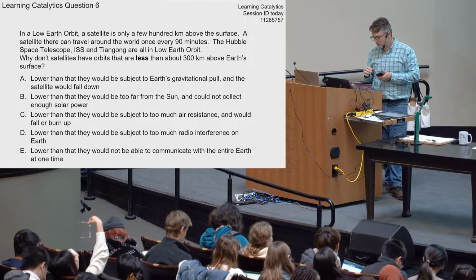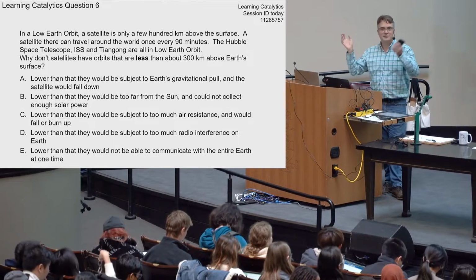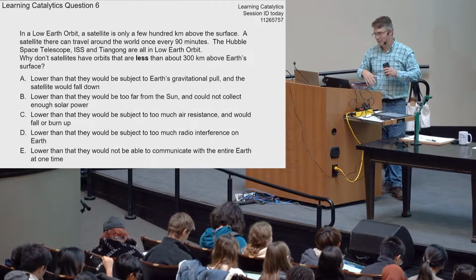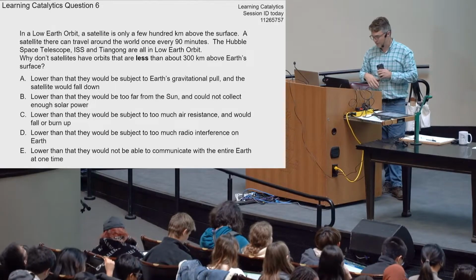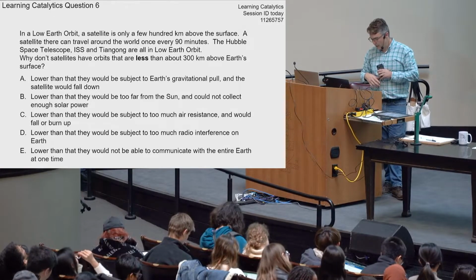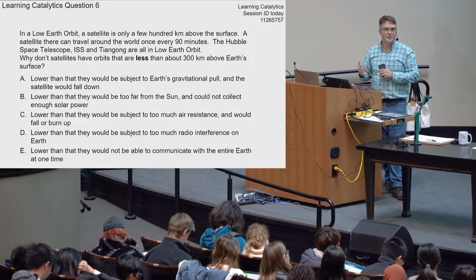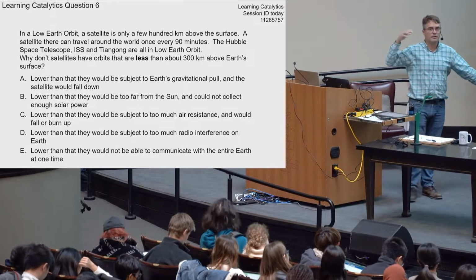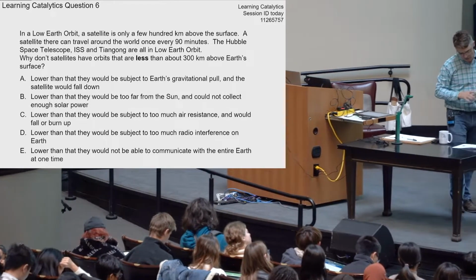Lower than that, yeah, the radio interference. Again, radio waves travel right across the whole universe, so it's not going to make much difference if you're 300 kilometers up or not. And you can't communicate with the whole Earth at one time in low Earth orbit. You have to go much further than that to even reach half the Earth's surface.